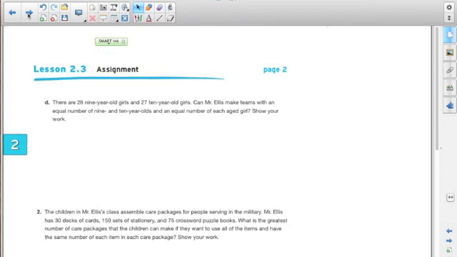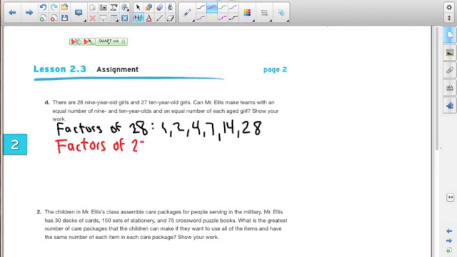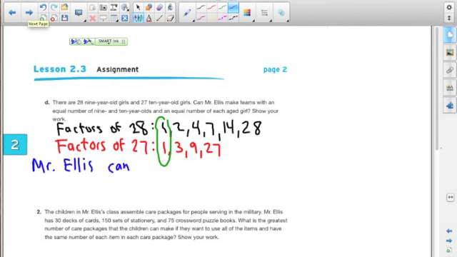Part D says out of the 9 and 10-year-olds that are there, there are 28 9-year-old girls and there's 27 10-year-old girls. And so can Mr. Ellis go and make sure there's an equal number of girls on each of the teams? So listing the factors of 28, breaking up the 28 9-year-old girls and breaking up the 27 10-year-old girls, you see that the only factor that is the same is 1.